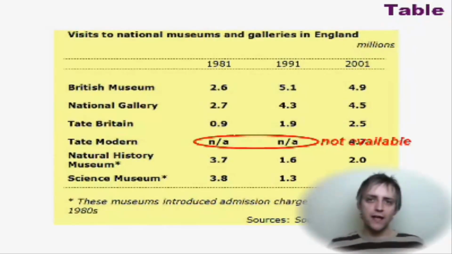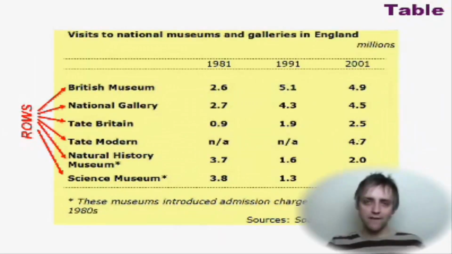If you look closer in this table, you've got this expression NA. NA means not available. The Tate Modern is a gallery which only opened in May 2000, okay? So therefore, before the year 2000, and in our case 2001, there were no visitors there because the gallery didn't exist. So that's why we've only got figures for one of the years.